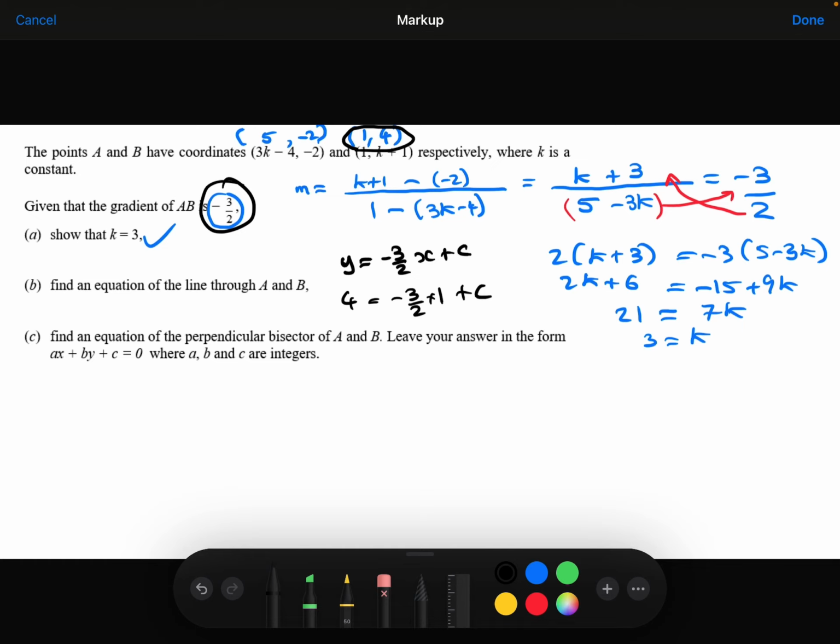The -3/2 times 1 is just -3/2. And then if I add that to both sides, I find that c is going to be the 4 plus 3/2, so that's 11/2. So my answer is y equals -3/2 x plus 11/2. And I can leave my answer like that for part B.